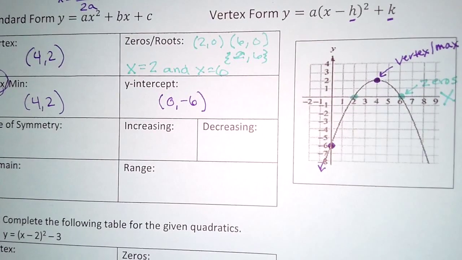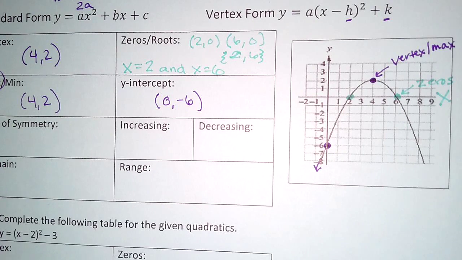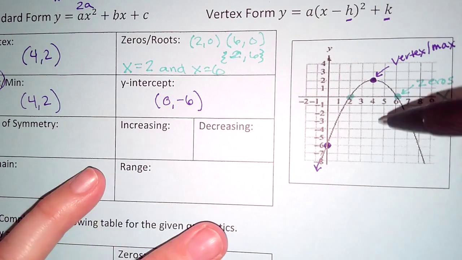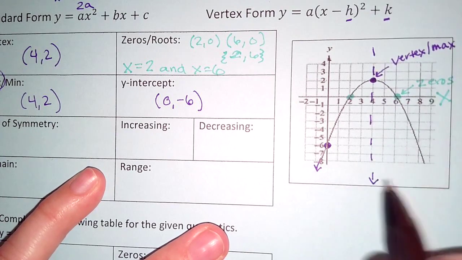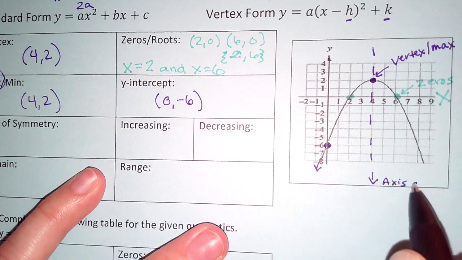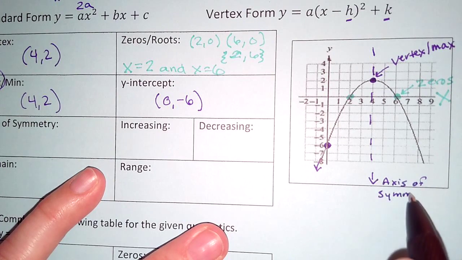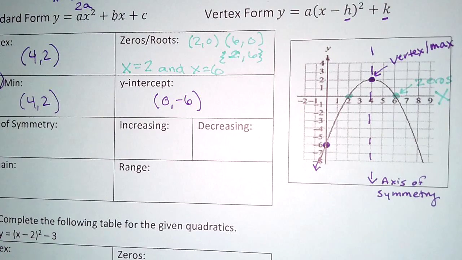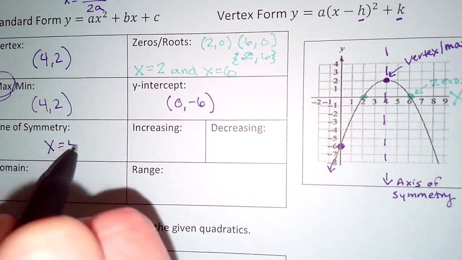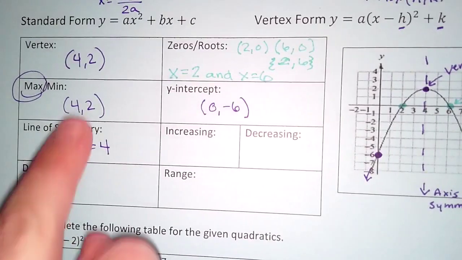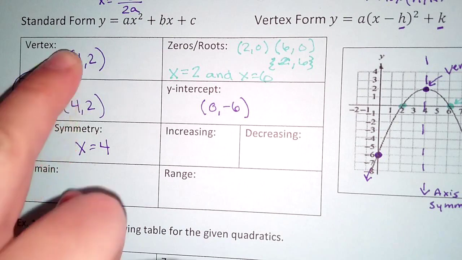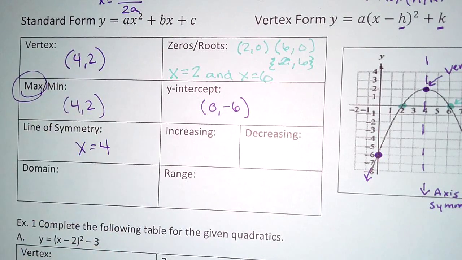All right. Axis of symmetry, we're trying to see where the mirror image happens. It happens at the vertex, but a vertical line. So this is the axis. So at 4. And it says line of symmetry here, that's the same thing. So x equals 4. And notice it is the x value of your vertex and max. It's the x value.